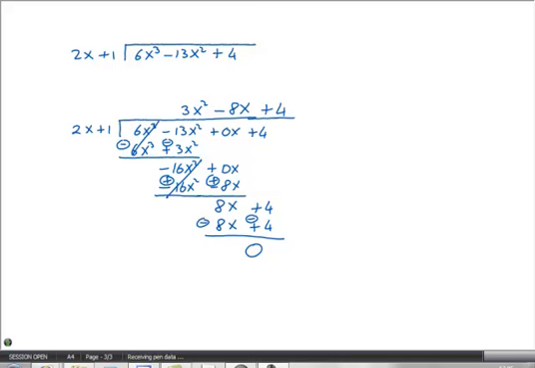Just to be aware, one year, the questions can be asked in different ways. Sometimes it might say, for example, 6x cubed minus 13x squared plus 4, and they'll use a division symbol. They could write it like that. Just to be aware, they could also ask it this way.